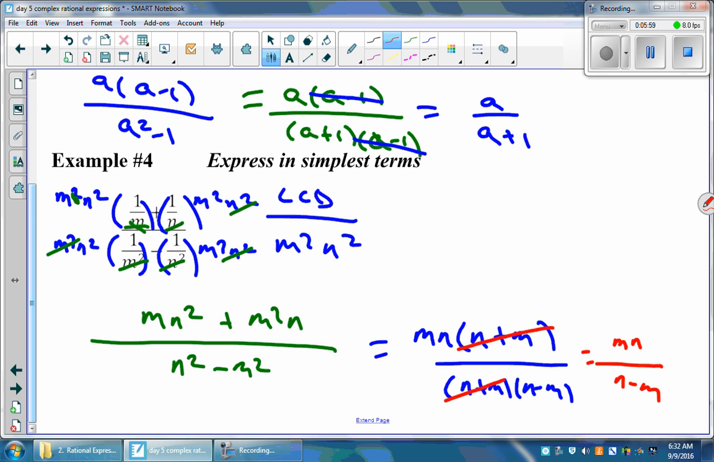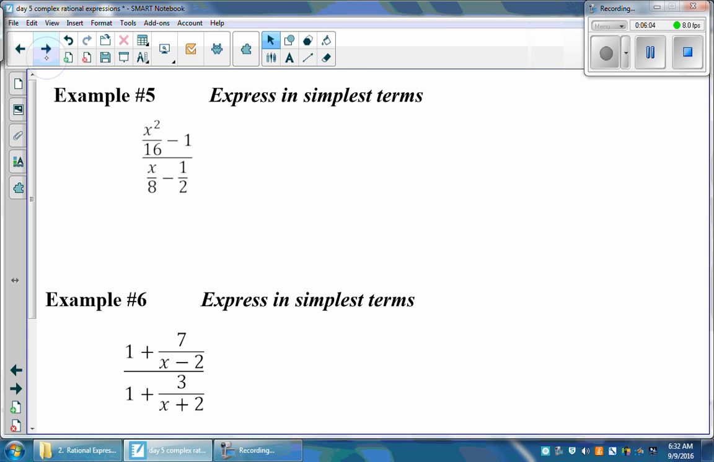Again, all we're doing is finding our common denominator, multiplying everything by that common denominator to clear our fractions. Now, our next couple of examples are pretty straightforward, and I would suggest that we try them on our own. We'll go through them in class tomorrow.